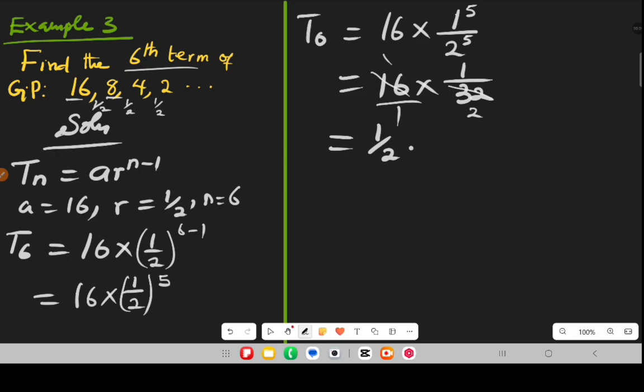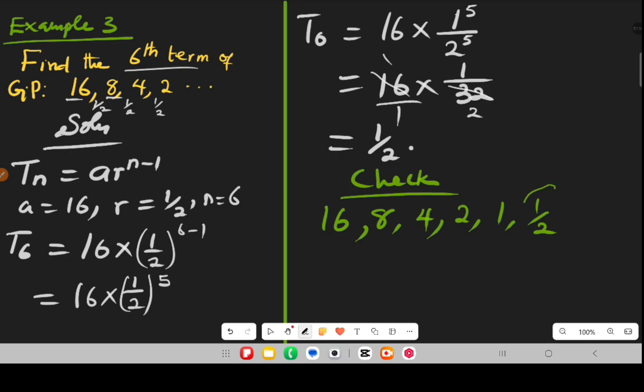Now we can quickly check if our answer is correct. We write check. We list the sequence, which is 16, the first term, and this sequence is generated by multiplying by half. 16 times half gives us 8. Half of 8 gives us 4. Half of 4 gives us 2. Half of 2 gives us 1. Half of 1 gives us 1 over 2. And if we count, half is in the sixth position, which is 1, 2, 3, 4, 5, 6. So our answer is correct.